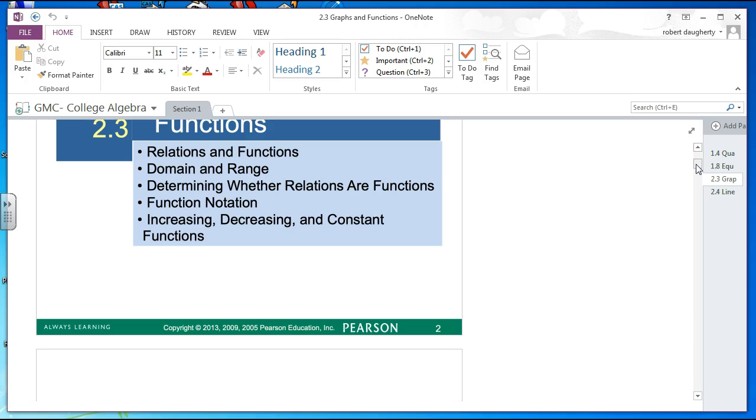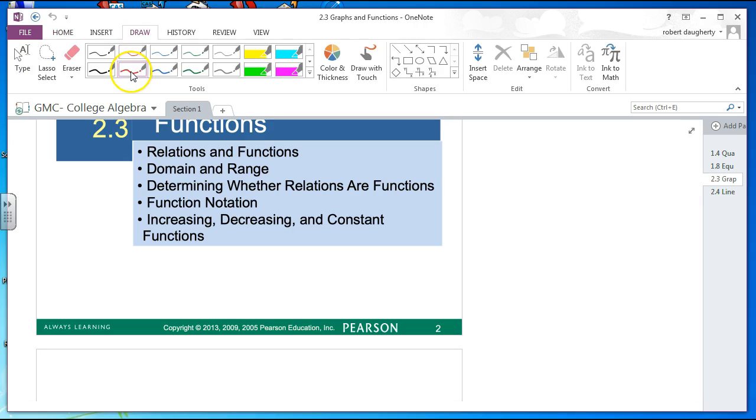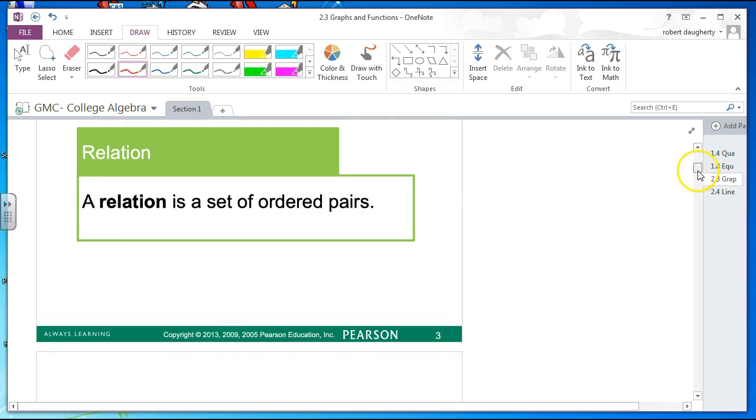Something very important that you'll need to know for your math class is domain and range, how to identify that when you look at a graph or a function. Looking at a relation, whether it's a function or not, function notation. And then we'll talk about functions that are increasing or decreasing or constant functions. So let's go ahead and dig in.